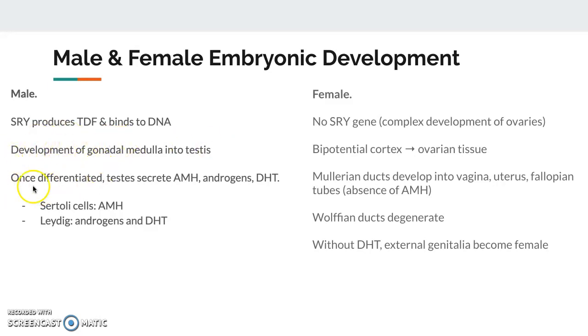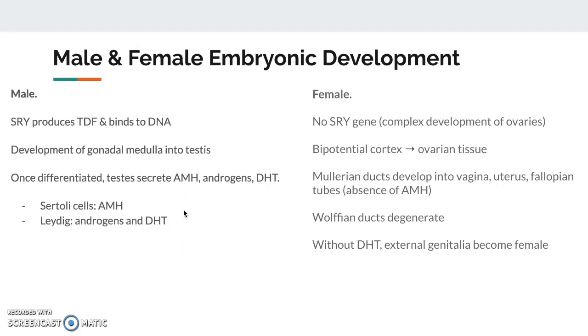Once the gonads are differentiated, the testes will secrete AMH, which is anti-Mullerian hormone. And remember that the Mullerian ducts in males will regress. So it secretes that hormone, and that's what causes that regression. It also secretes androgens and DHT. The cells that secrete these are right here. Sertoli cells are the ones that secrete AMH, and the Leydig cells secrete androgens and DHT. Testosterone is an androgen, and DHT is a derivative of testosterone.